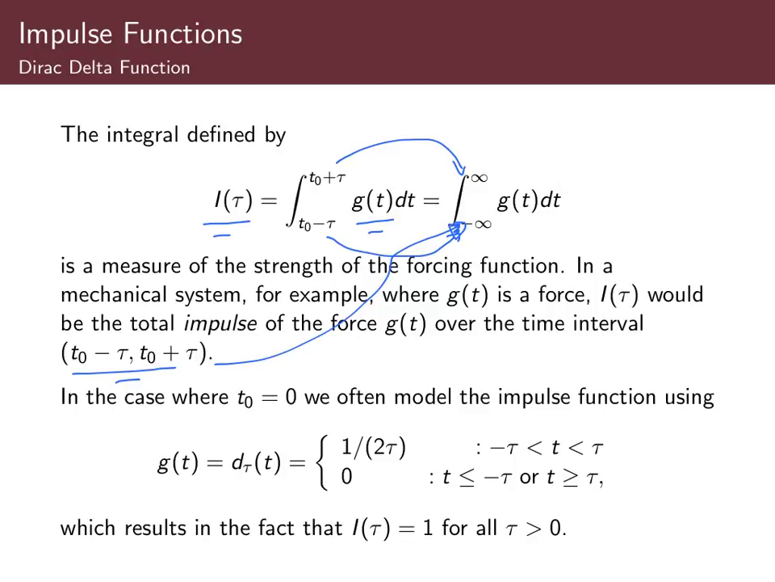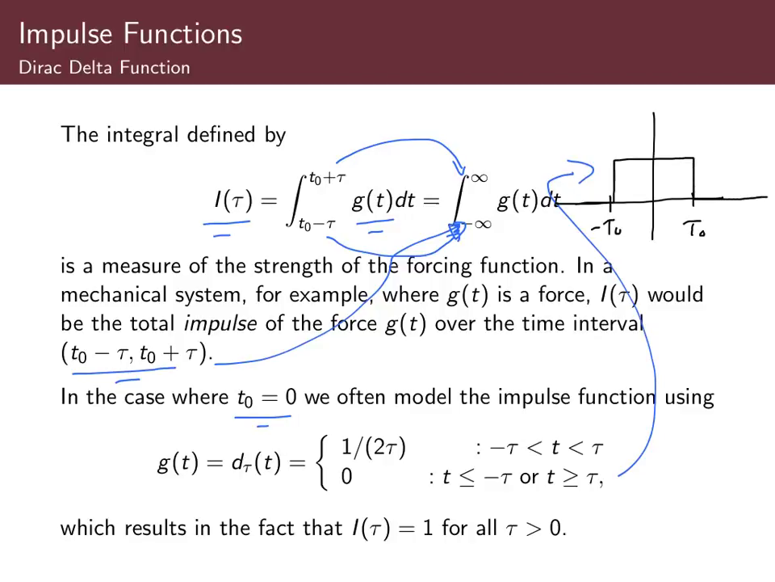In the case where t naught is zero, which we'll assume without loss of generality, we often model the impulse function using a spiky step function. If we draw this function, depending upon what tau is, you have a function that's zero, and then a certain spike size, which models that integral. As you decrease tau, you make the spike bigger so as to keep that integral basically the same, and you can continue to take these limits.